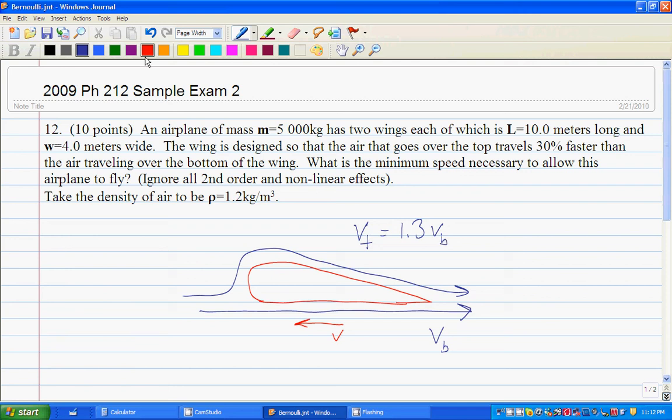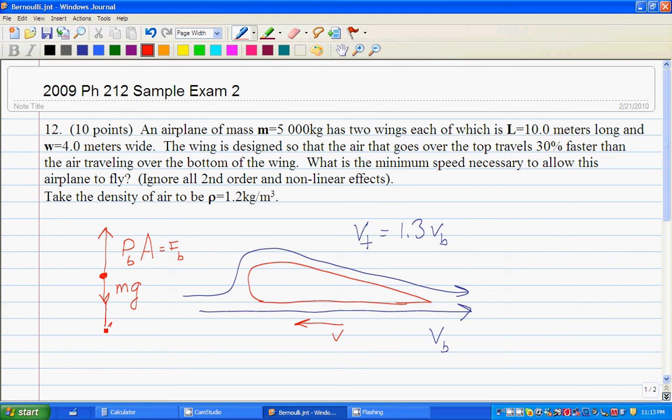So let's try drawing a free body diagram of this wing. Going down, of course, we have the weight of the airplane, and then going up, we've got the pressure of the air on the bottom part of the wing pushing up on the surface area of the wing, and that gives us the force on the bottom, not to be confused with the buoyant force, of course.